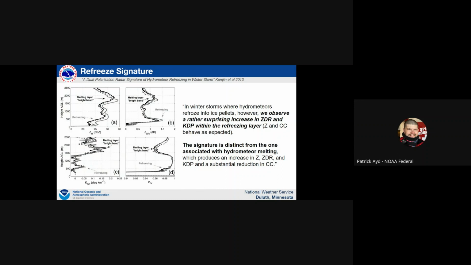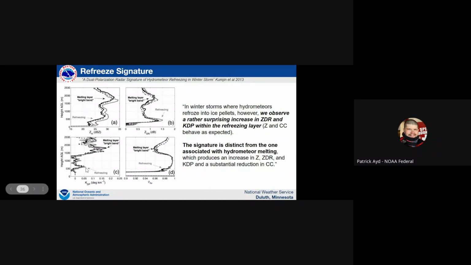All right, let's go into something slightly more complex. So the refreeze signature. Kumjian and Tobin are the big ones here in their papers. And what they noticed, where's ZDR? We're going to focus in on this upper right square here. What they noticed is in a lot of cases, especially where we're getting refreezing, so thinking of fully melted hydrometeors coming out of a melting layer that refreeze, there's an increase in ZDR. Why is that? We'll dive into that, but it was something that they noticed.